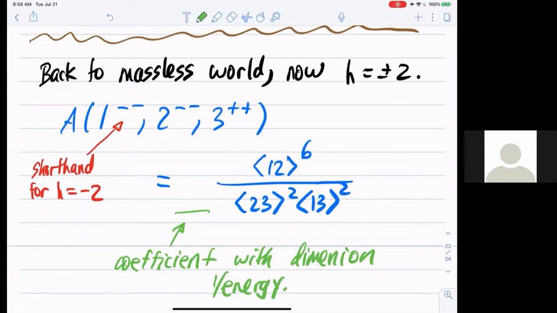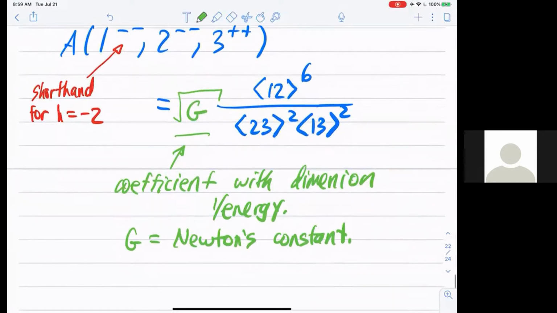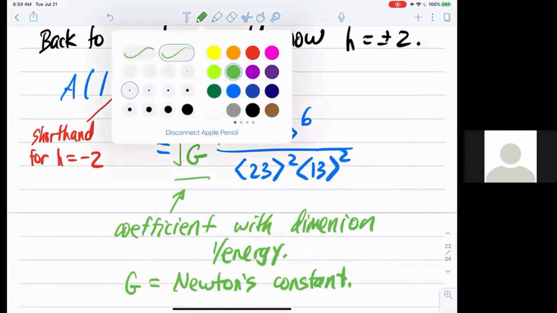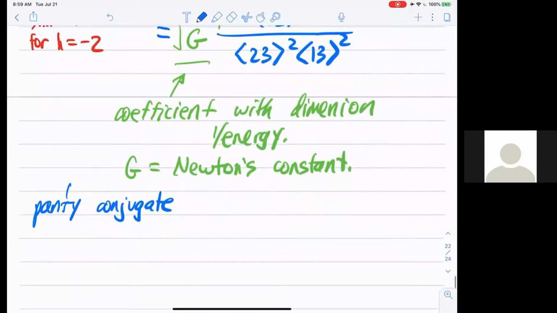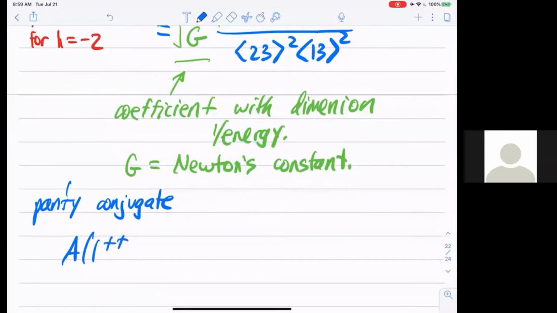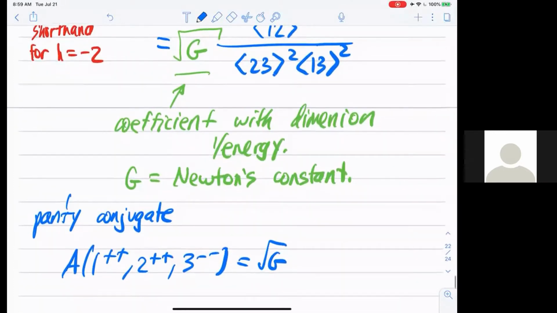And indeed, there is a natural candidate for that coefficient, and up to constants like 2 or pi, which I won't worry about and can't determine using these methods, that coefficient is the square root of Newton's constant. Okay, G equals Newton's constant, which is the natural gravitational coupling. Of course there's the parity conjugate. If you just switch all the helicities, so 1 plus plus, 2 plus plus, 3 minus minus, then on the right-hand side, you have to switch all the brackets from angle brackets to square brackets.